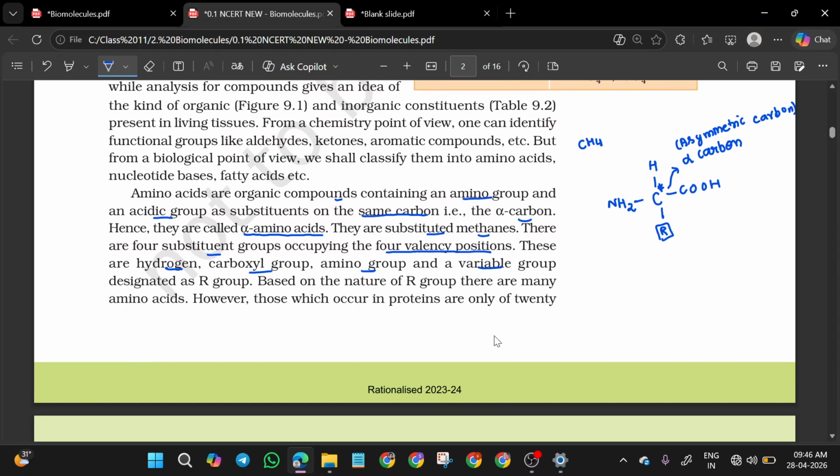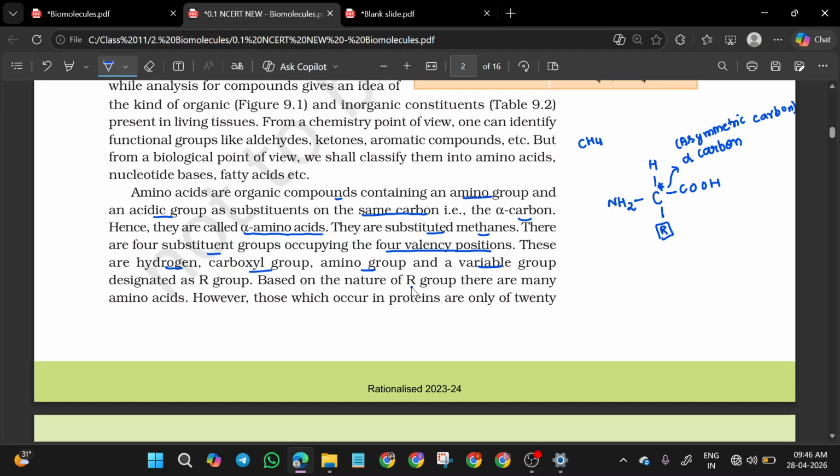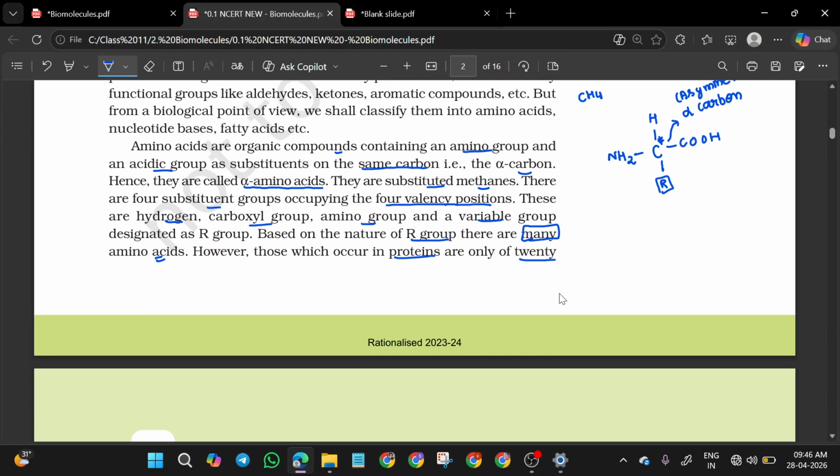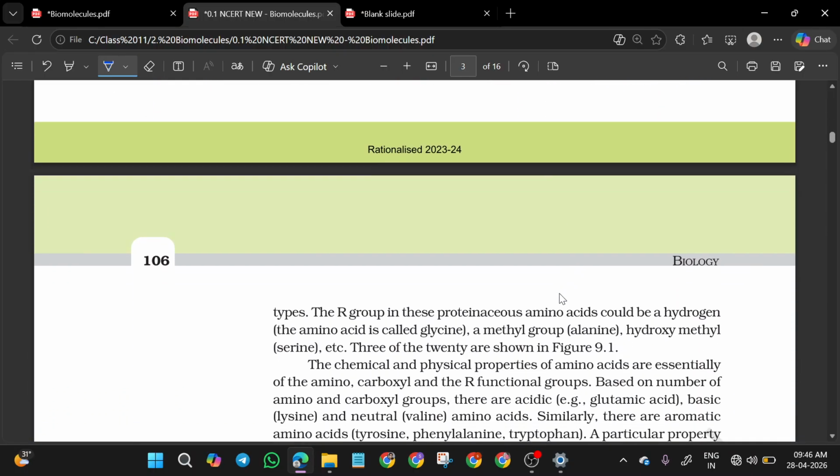So look patiently. Based on the nature of the R group, there are many amino acids. If we change the R group, there are many amino acids, almost 500 types or even more might be present. But those which occur in proteins are only 20 types. Generally there can be this many, but in protein only 20 amino acids are present, not more than that.